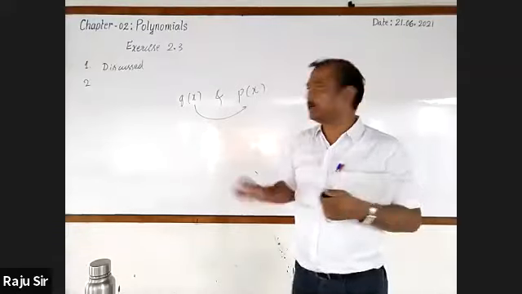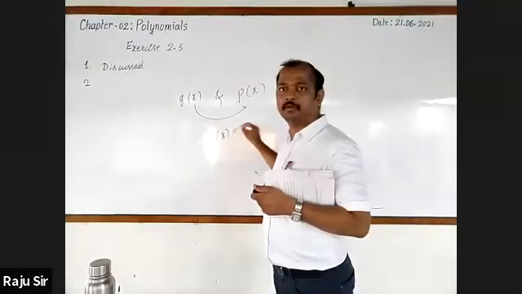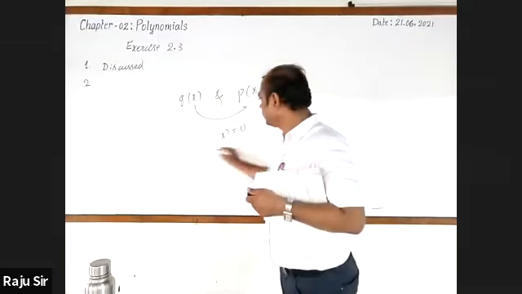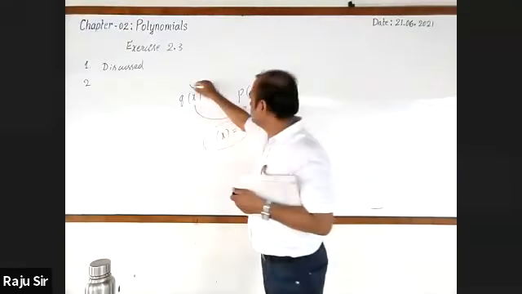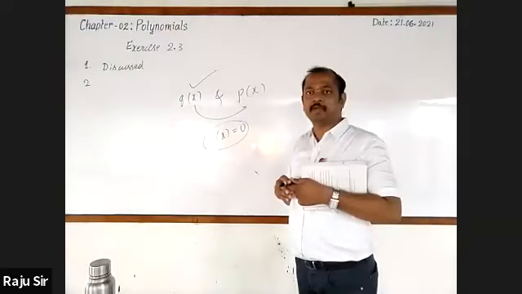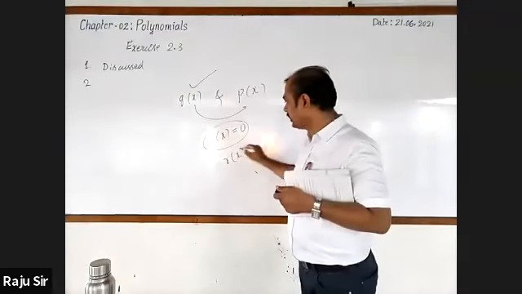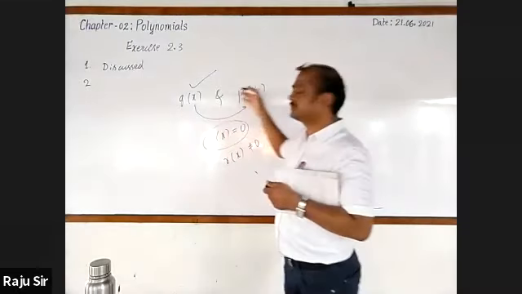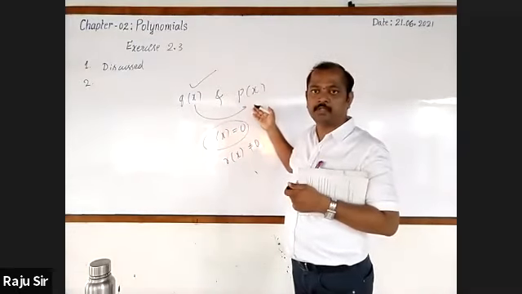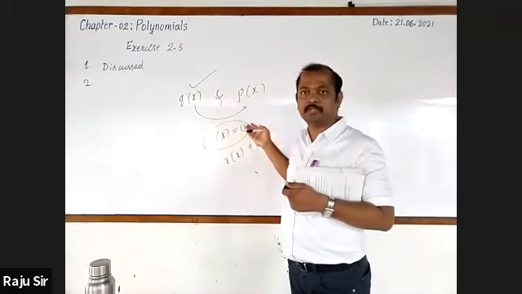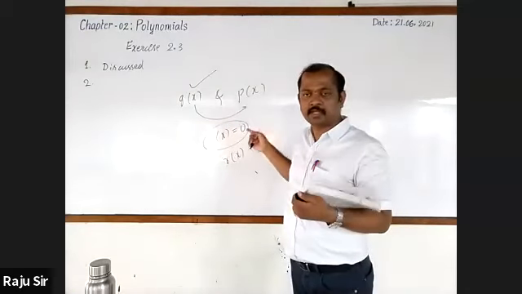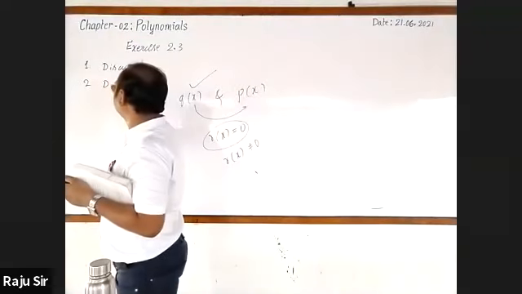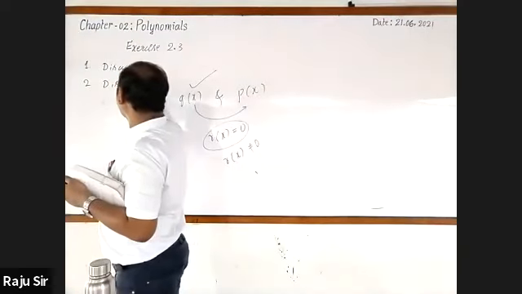If it divides completely, what will be the remainder? Remainder will be 0. So if remainder comes up to be 0, then g of x is a factor of p of x. If remainder is not equal to 0, then you can say that g of x is not a factor of p of x. Even we have solved the problems on this. This concept is also over. Hence, let me write, it is also discussed.